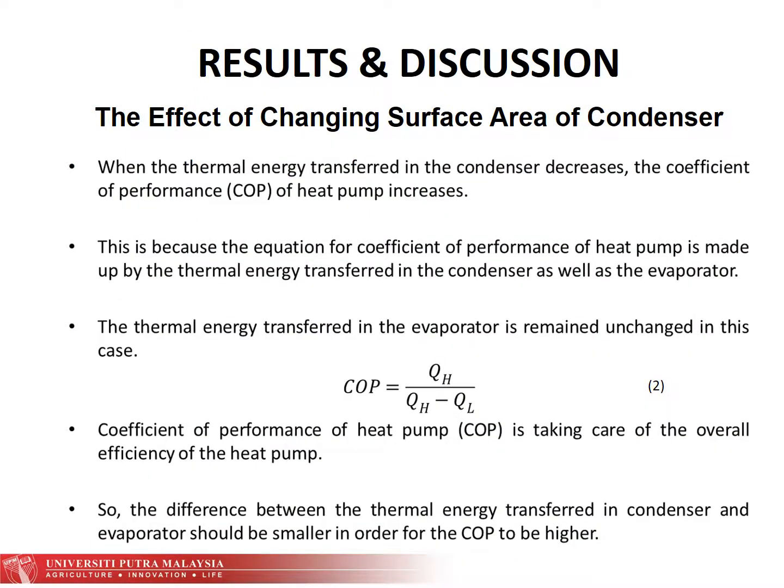But when the thermal energy transfer in the condenser decreases, the COP of the heat pump increases. This is because the equation for the COP of the heat pump is made out of the thermal energy transfer in both the condenser as well as the evaporator, which you can see in equation 2 below. In this case, the thermal energy transfer in the evaporator remains unchanged. COP of the heat pump takes care of the overall efficiency of the heat pump. So, the difference between the thermal energy transfer in the condenser and the evaporator should be smaller in order for the COP to be higher.